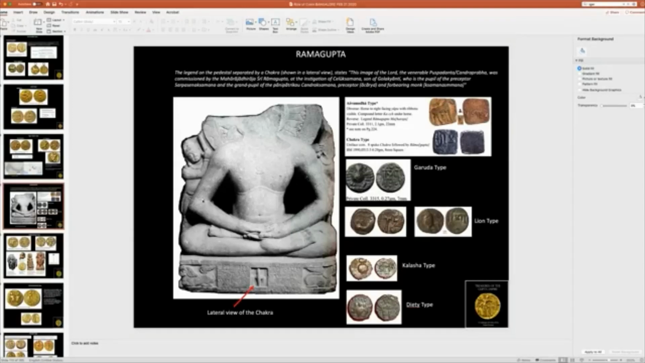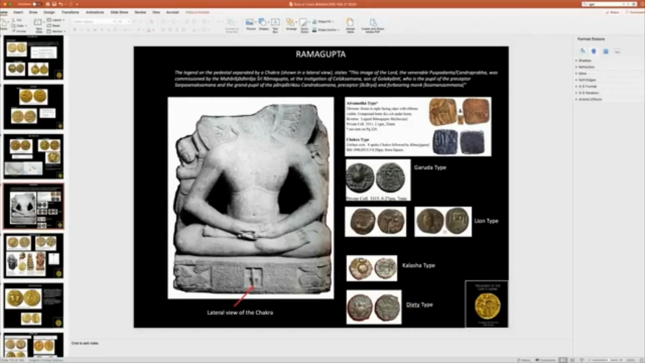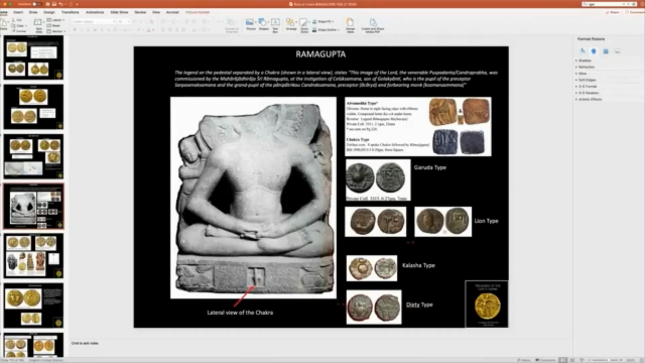We don't find any gold coins with the name Ramgupta. And of course, we know Ramgupta was a king in the Vidisha region, in the Ujjain region, because we found these statues with the inscription referring to him as Maharaj Dhiraj Raja Sri Ramagupta.